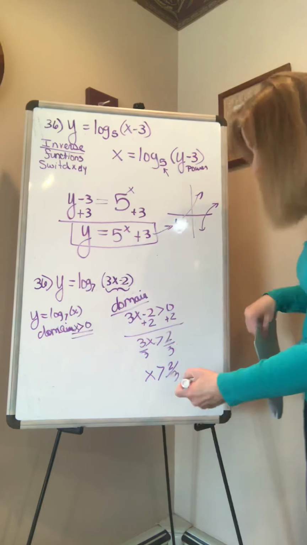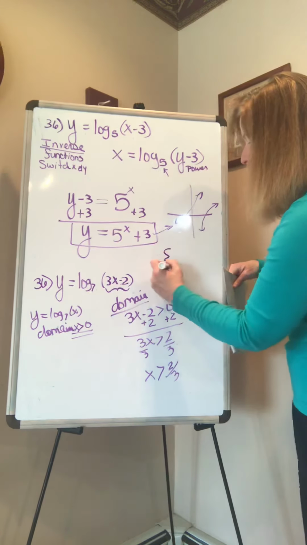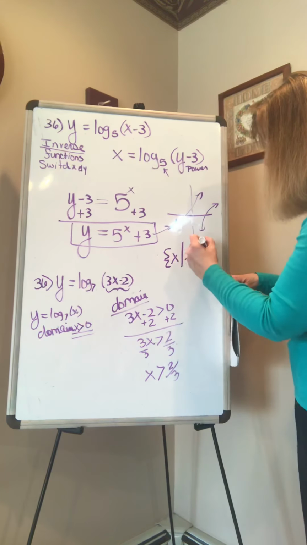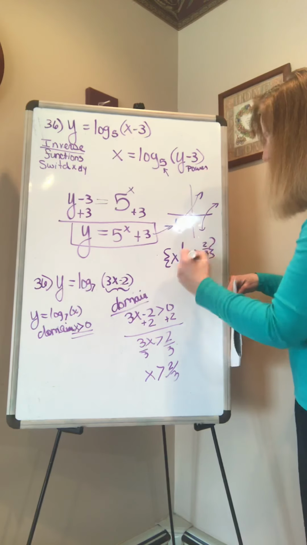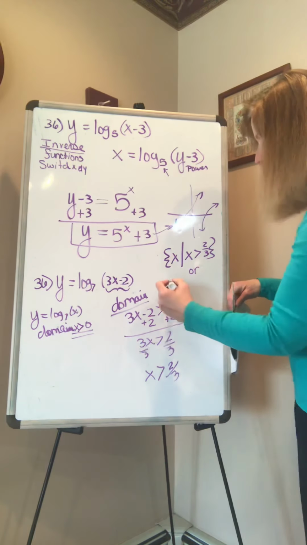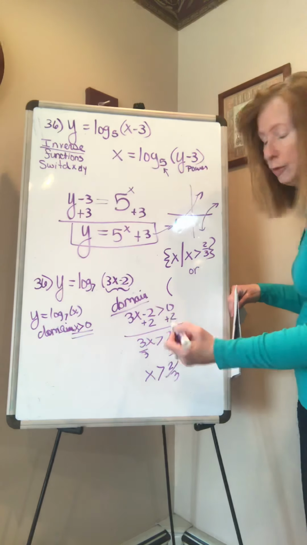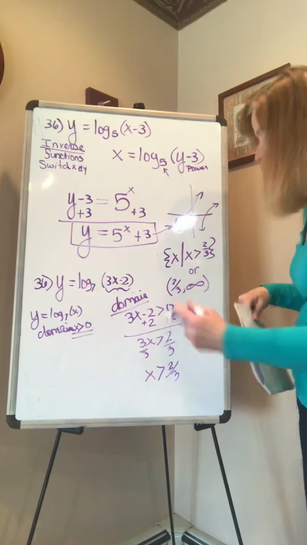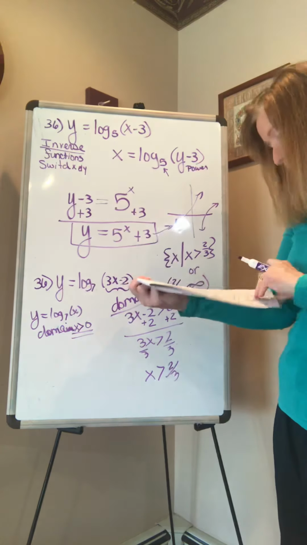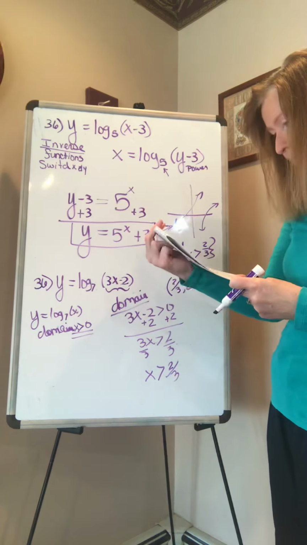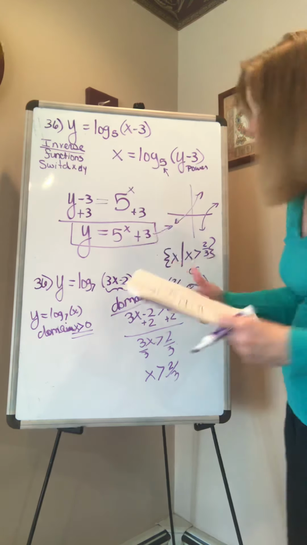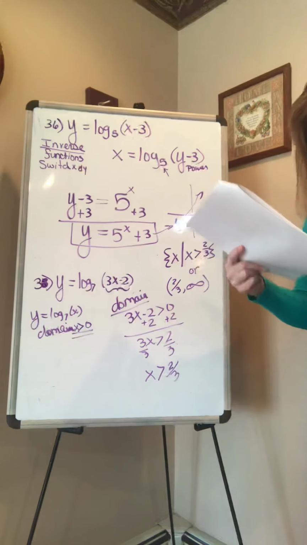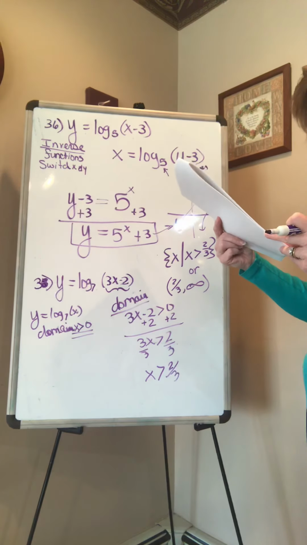You can write it like this. Set notation, you can say for all values of x such that x has to be greater than 2/3. Or you can write it in interval notation, parenthesis, because we can't touch 2/3, but then we're going to positive infinity. Quite honestly, I don't care which way you write it, as long as you write it correctly, I'm good. So that was actually 38. I don't know why I wrote 36. So that was 38.